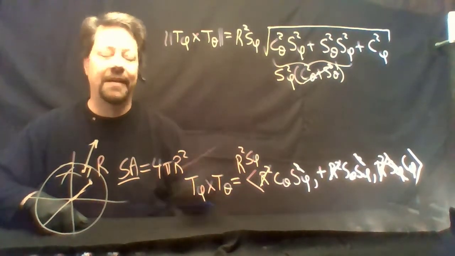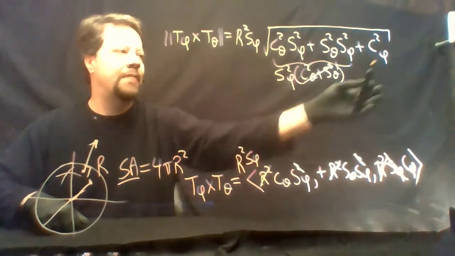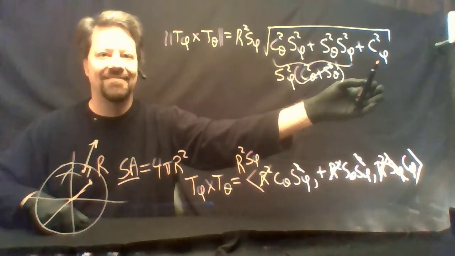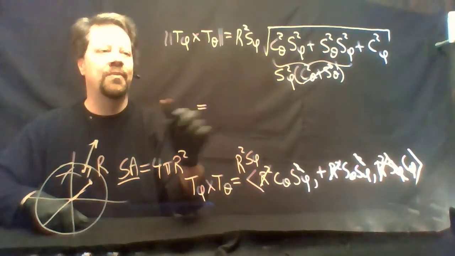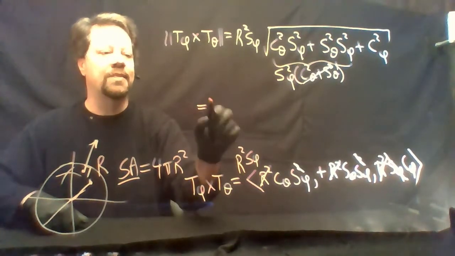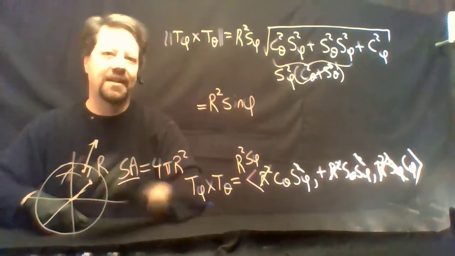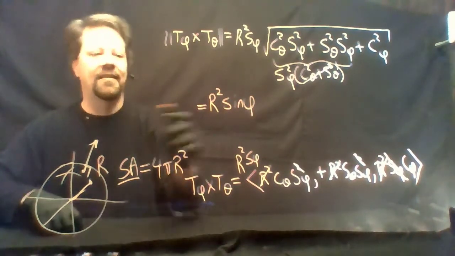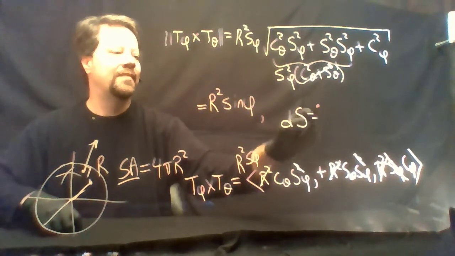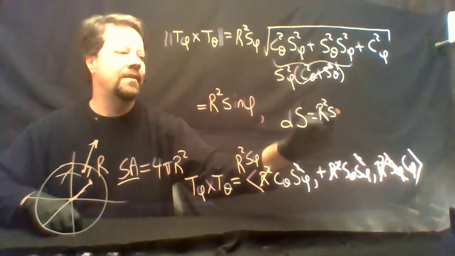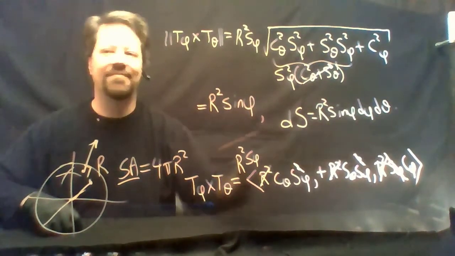By the Pythagorean identity, that reduces to sine squared phi. Sine squared phi plus cosine squared phi, again by the Pythagorean identity, is 1. So we find that the norm of the cross product is r squared sine phi. That means that the element of surface area is r squared sine phi d theta.